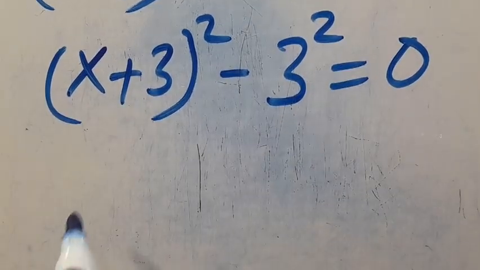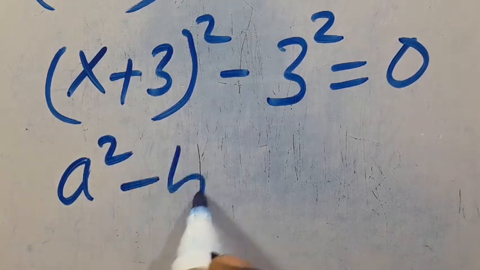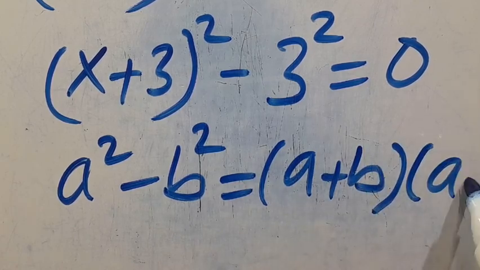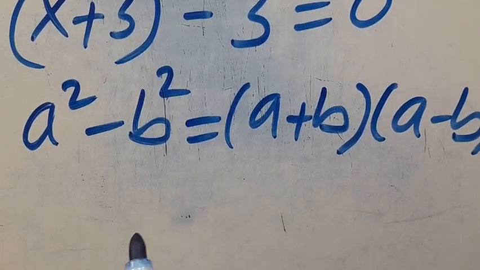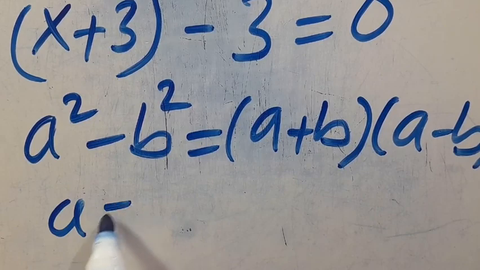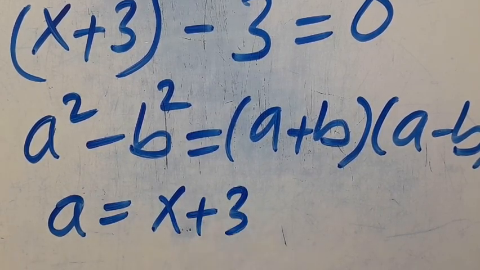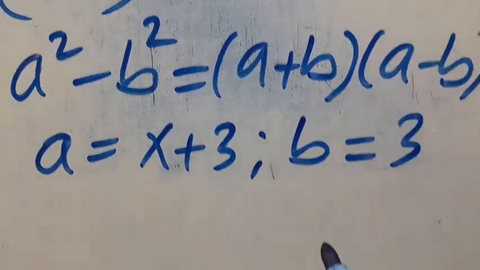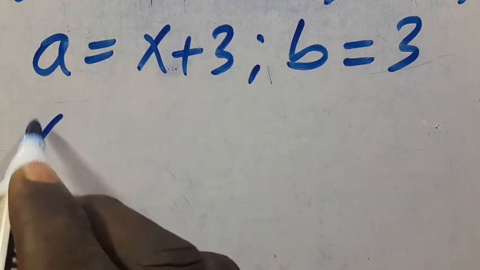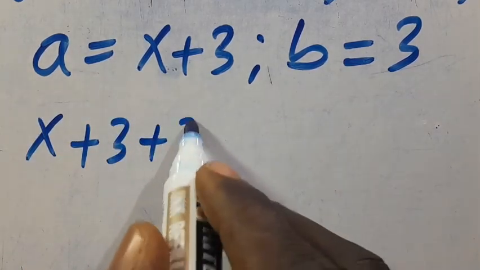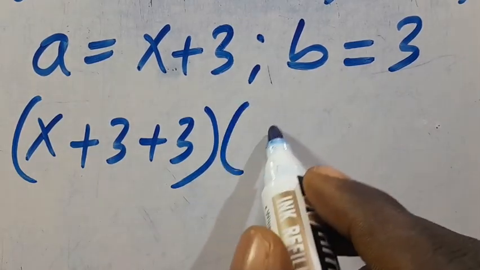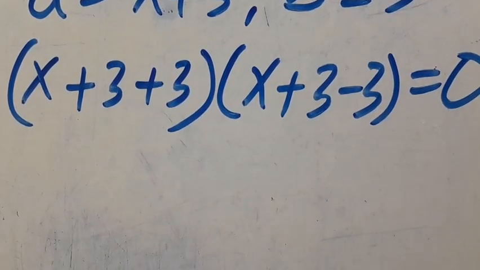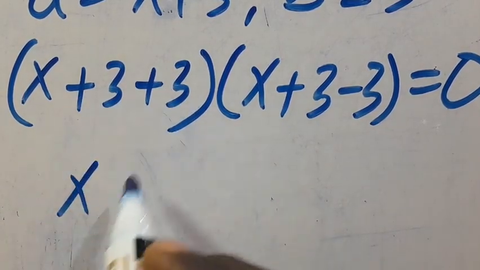Recall that when you have a to the power of 2 minus b to the power of 2 equals (a + b) multiplied by (a - b). Then when you apply it here, we have our a equals x plus 3, our b equals 3. Then when you apply it here, we are going to have (x + 3 + 3) multiplied by (x + 3 - 3). Then we set everything to be equal 0. We have here x, 3 plus 3 will give 6.